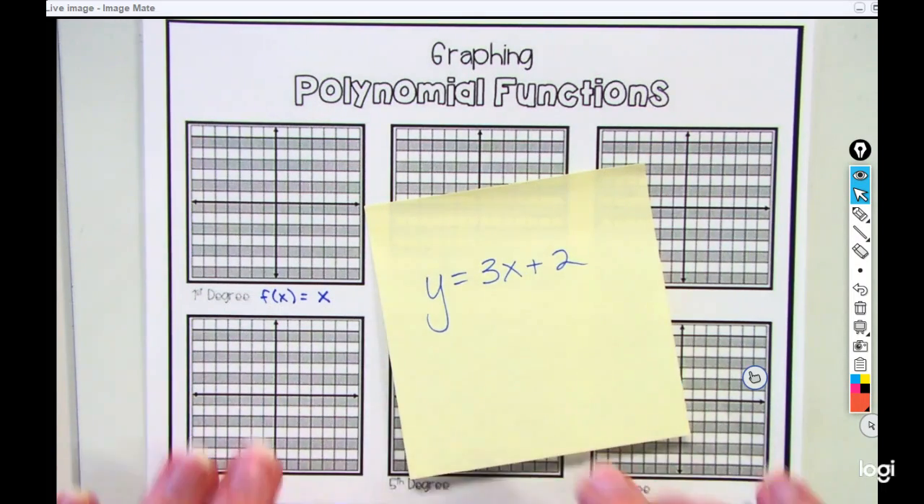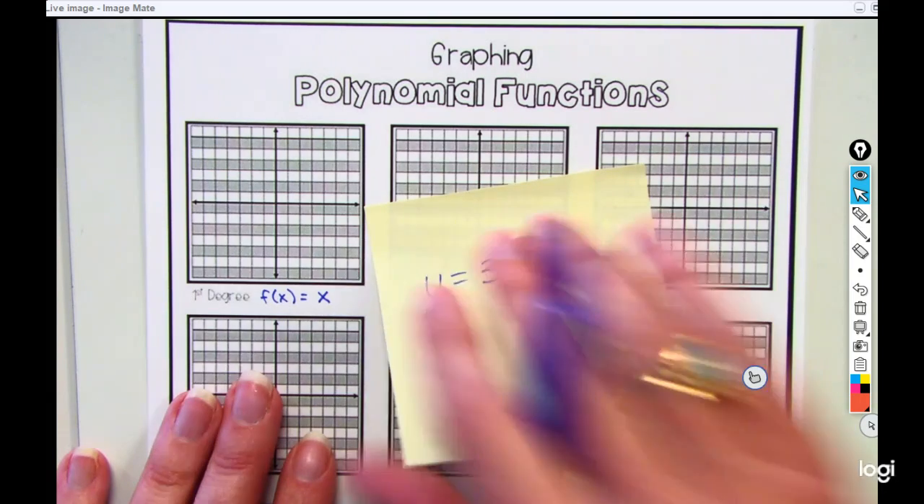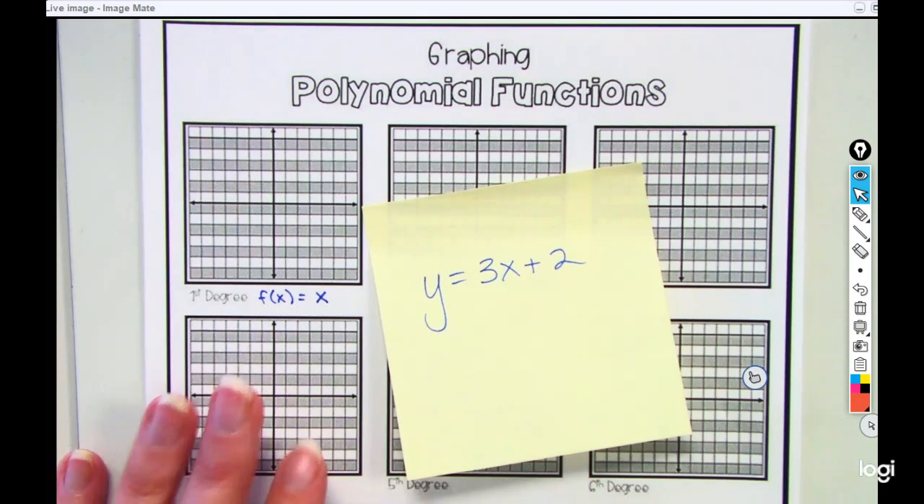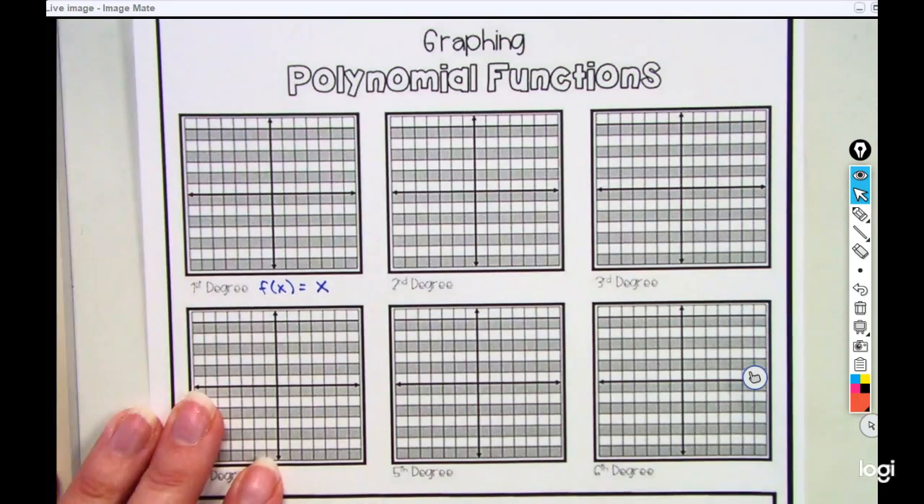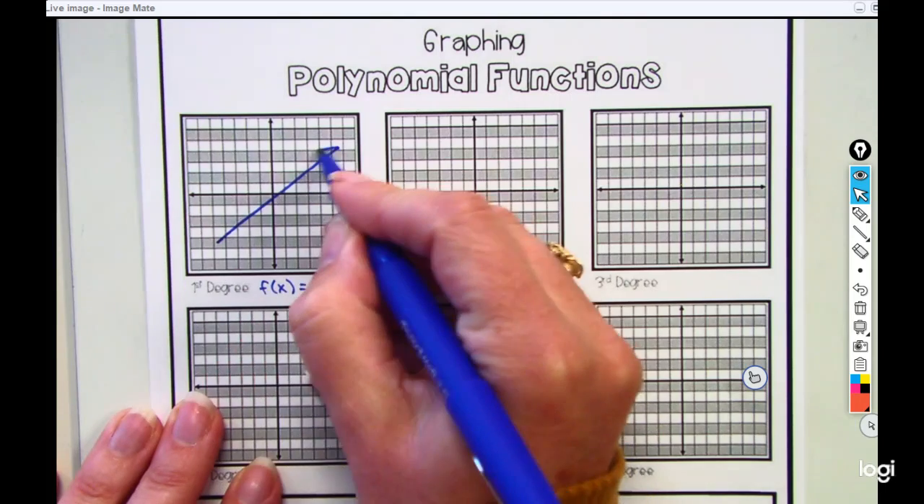What does that graph look like? 3 over 1. Okay, but what is it? All I want to know is what is it? A line. It's a line, right? It makes a line. So a polynomial of degree 1 makes a line.